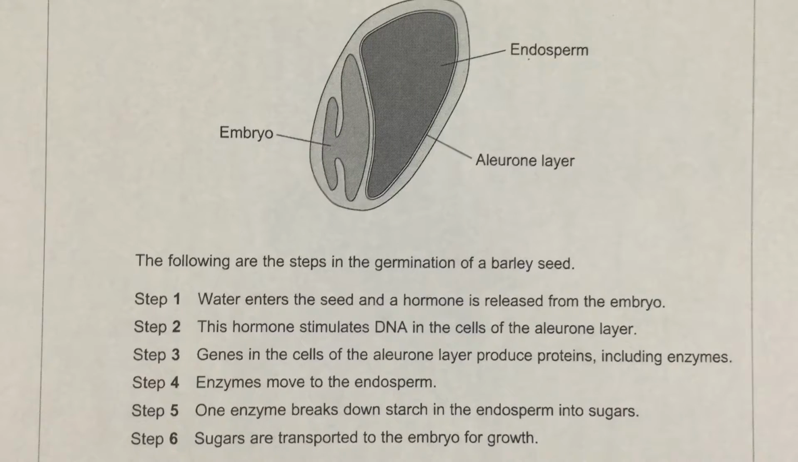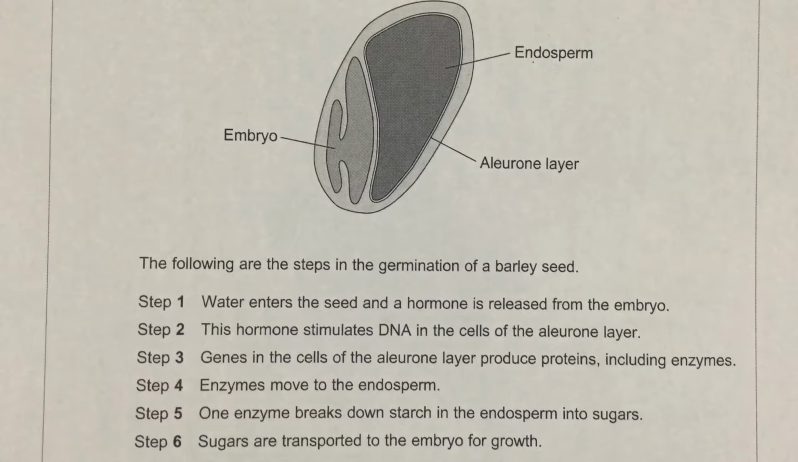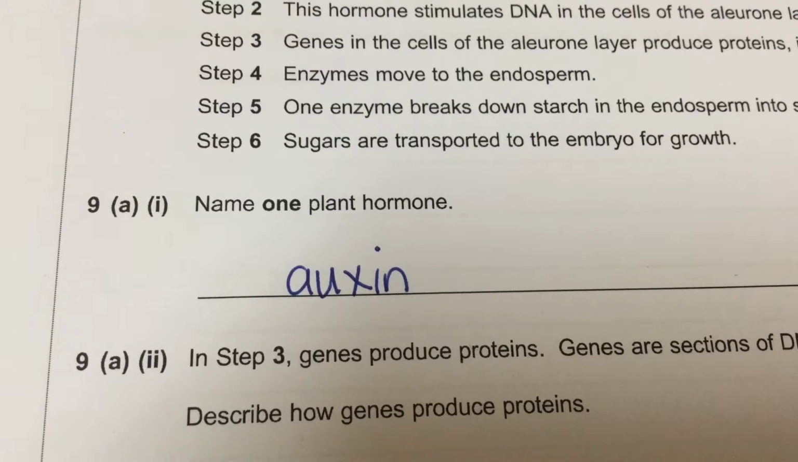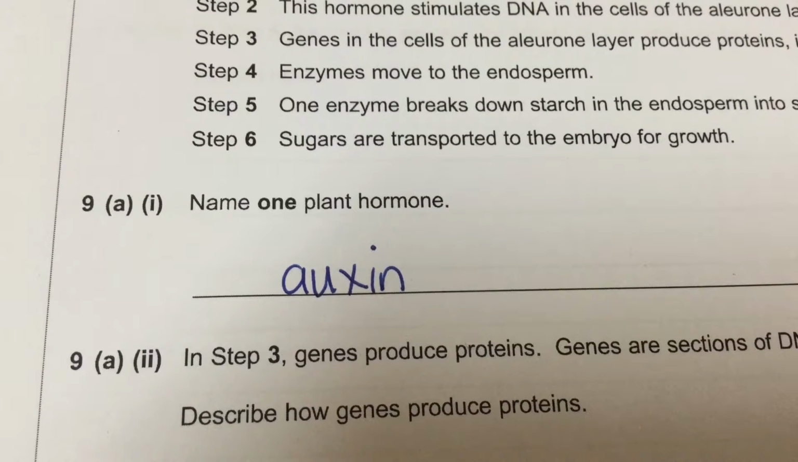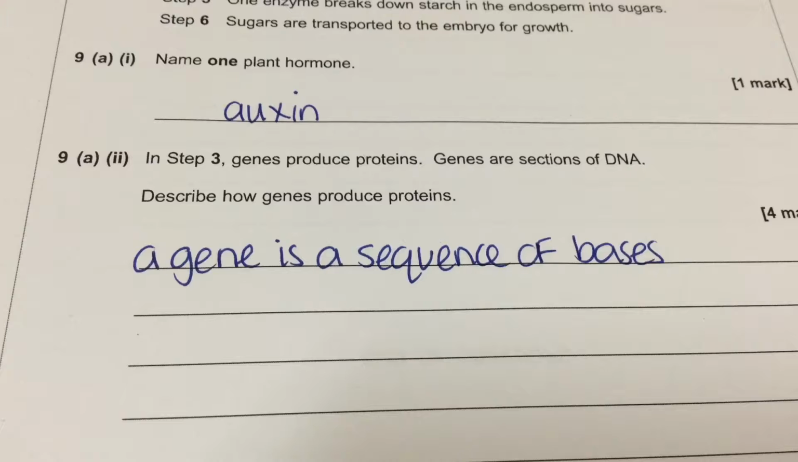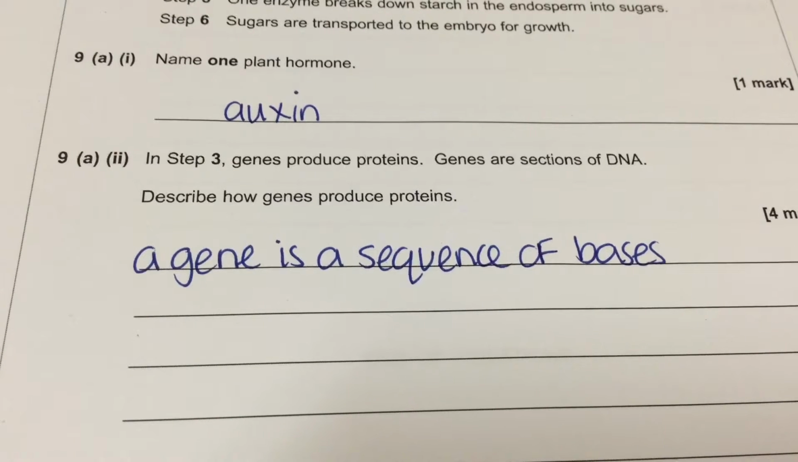Okay, now by the time you've read that, you panicked because you're thinking, I haven't learnt all this. But let's see what the question demands of us. Name one plant hormone. Well, easy peasy. The most obvious one to go for is, of course, an auxin.